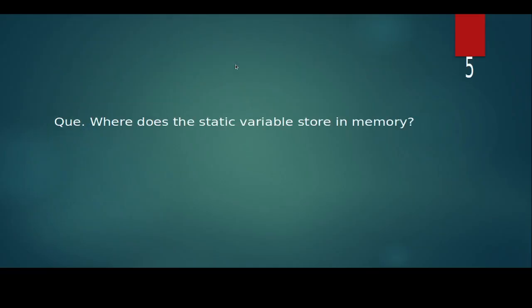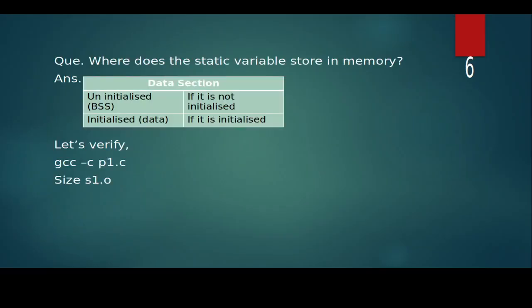Okay. Now second, where is a static variable stored in memory? Till now we have seen that when a C program enters into RAM memory, it has four sections: stack memory, heap section, code section, and data section. So the question is, where is a static variable stored in memory? The first answer is the data section.